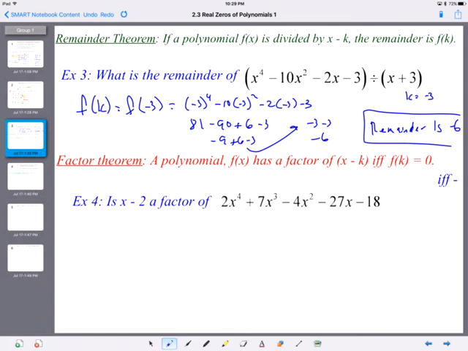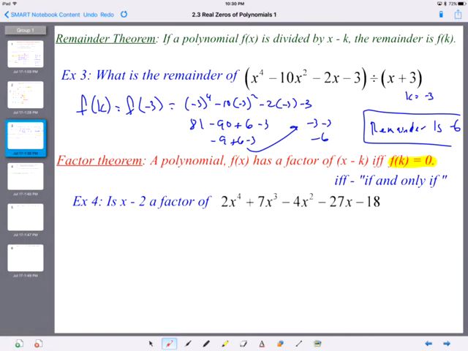The second theorem is the factor theorem. A polynomial f of x has a factor of x minus k if and only if the remainder is equal to 0. So now right here it's saying f of k is 0, which is the remainder. That's what we just talked about. IFF, if you haven't seen that before, stands for if and only if. A lot of times you'll see that in geometry, but just in case you haven't or you don't remember.